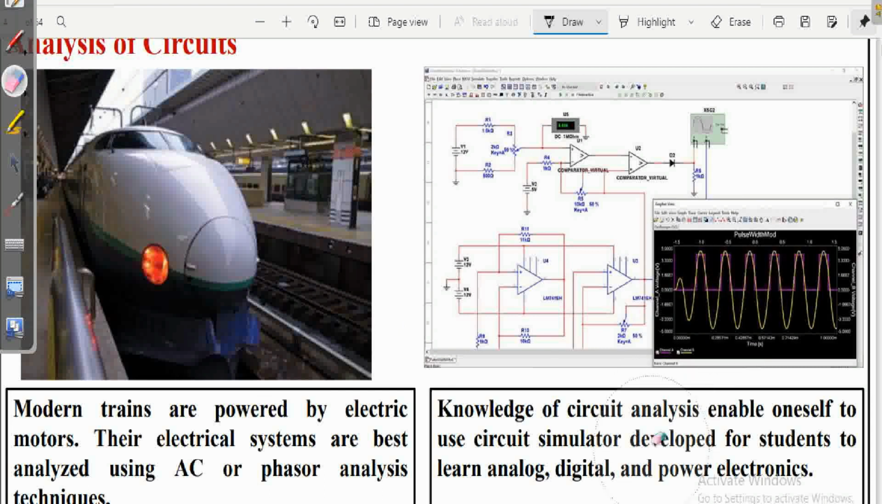The knowledge of circuit analysis enables one to use a circuit simulator. If you have the knowledge of analysis, then only you will be able to use a simulator for simulation of your circuits. So these are some simulation circuits. MATLAB is also one type of simulation software.